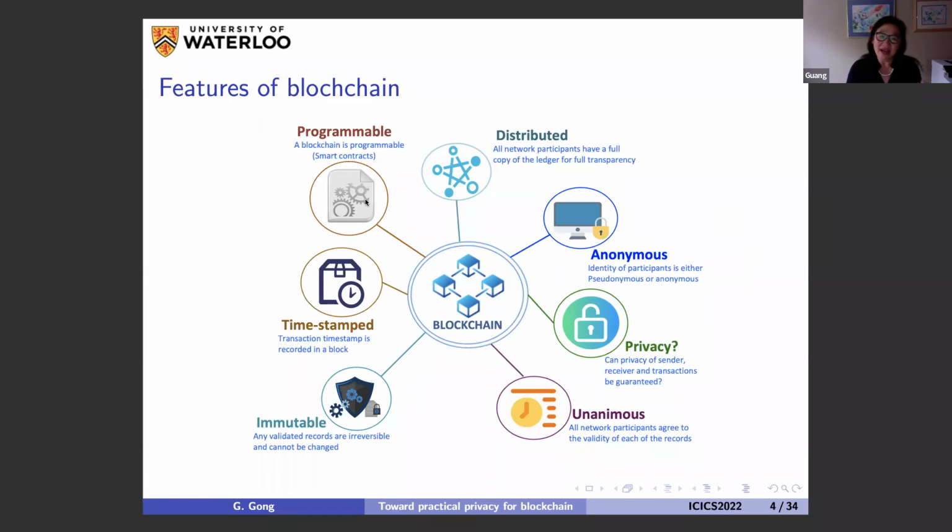Any transaction also can be a program, for example a smart contract, so you can upload the program into the blockchain. Of course, another feature is that they are distributed systems, and each participant in the system will have a full copy of the ledger for full transparency. This is the virtue of the blockchain when it was invented in 2008 for the Bitcoin blockchain.